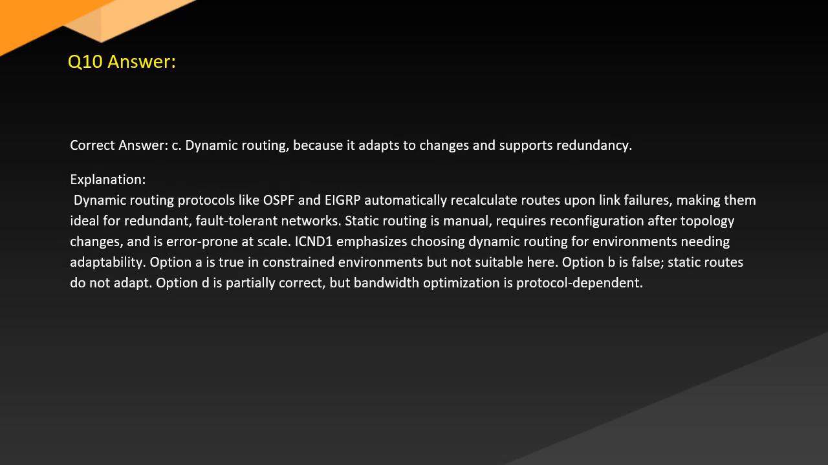Answer. Correct answer: C. Dynamic routing, because it adapts to changes and supports redundancy. Explanation. Dynamic routing protocols like OSPF automatically recalculate routes upon link failures, making them ideal for redundant, fault-tolerant networks. Static routing is manual, requires reconfiguration after topology changes, and is error-prone at scale. ICND emphasizes choosing dynamic routing for environments needing adaptability.